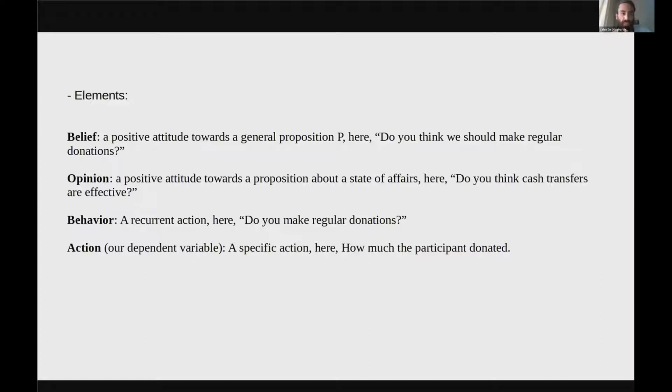There is the belief. We defined it as a positive attitude towards a general proposition P. Here the question that we use is, do you think we should make regular donations? Opinion, we defined as a positive attitude towards a proposition about a state of affairs, so more specific. Here the question is, do you think cash transfers are effective? Behavior was defined as a recurrent action. So the question is, do you make regular donations? And action, which is our dependent variable, the specific action in the context of this experiment. So, how much the participant donated.